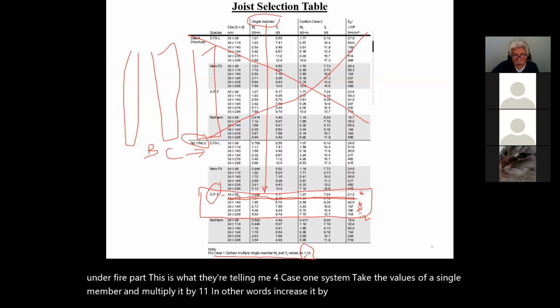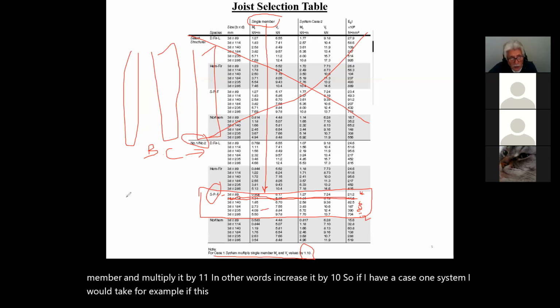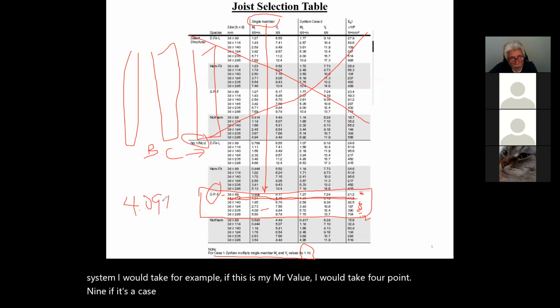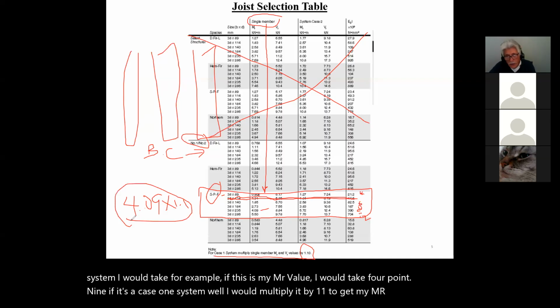So if I have a case 1 system, I would take, for example, if this is my MR value, 4.09. If it's a case 1 system, well, I would multiply it by 1.1 to get my MR value. Okay, that's what they're saying.